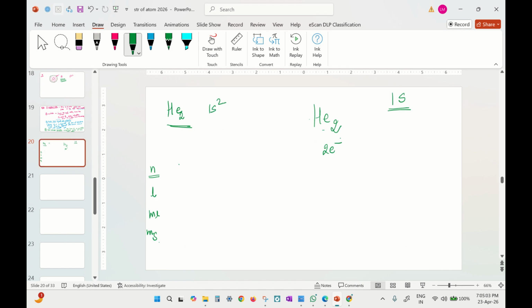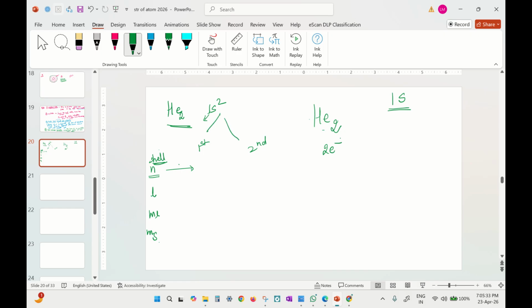What is the meaning of this one? What is this one doing here? And the principal quantum number tells you the shell number, right? So it's present in the first shell. So what is the principal quantum number value of the first electron and the second electron? There are two electrons. I'm trying to write the principal quantum number. Can we say 1 and 1?